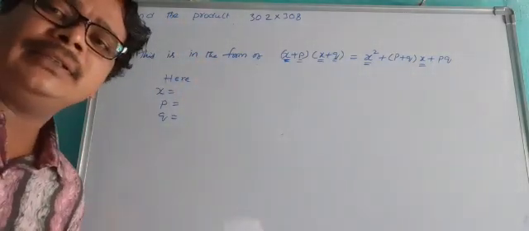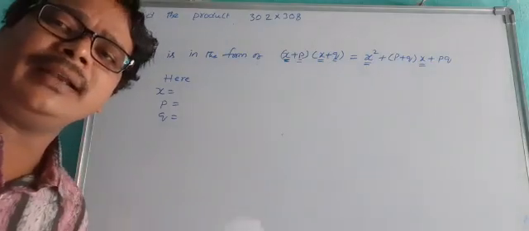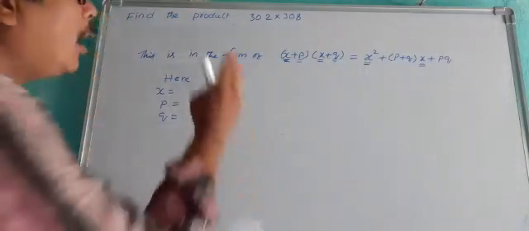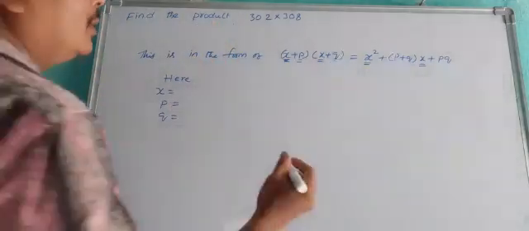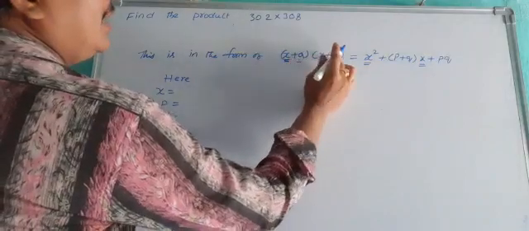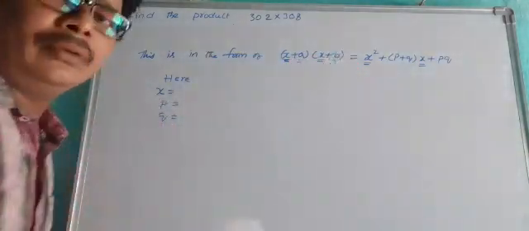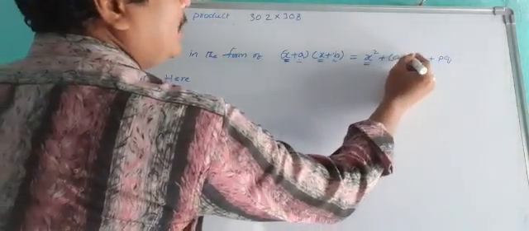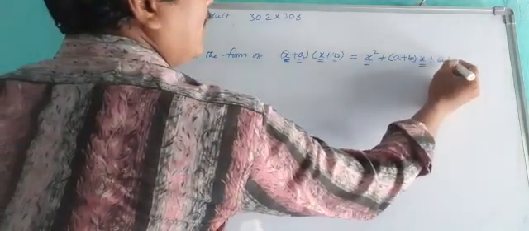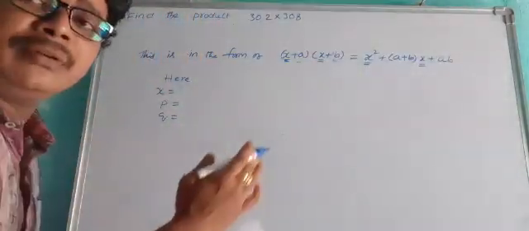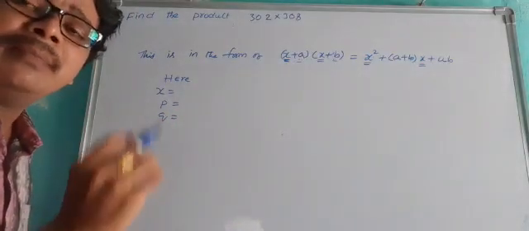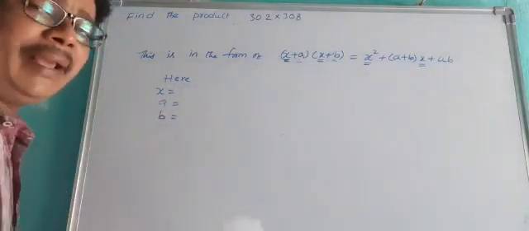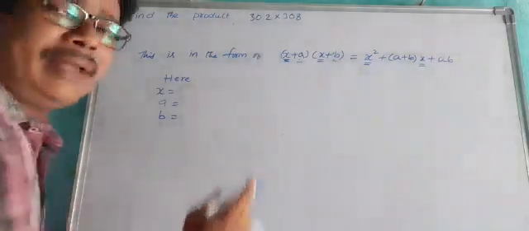Find the product of 302 into 308. Without using direct multiplication, we have to use one of the suitable identities. How to find out the product? Very simple. They are in the form of (x + a)(x + b). You can take different variables for the different second terms, like a, b, with a + b and ab. You may use pq or ab or mn or whatever, but anyway the second terms are different. Now I make that same identity with respect to a and b.